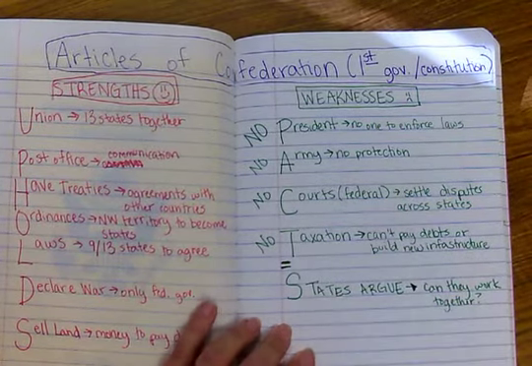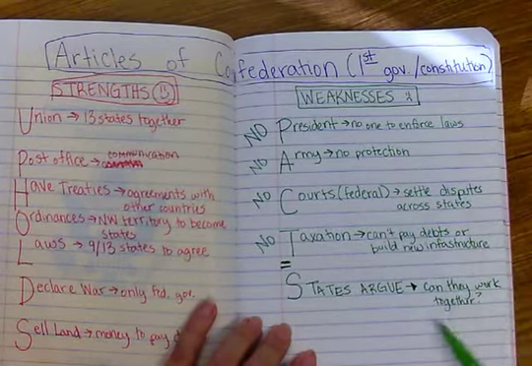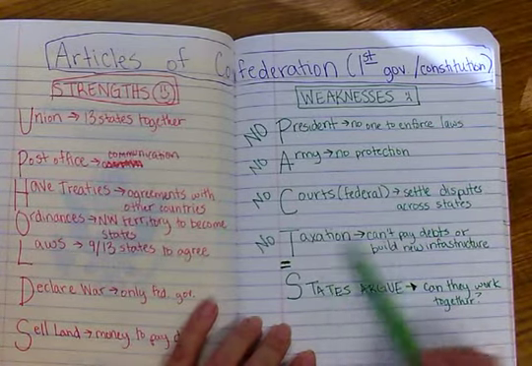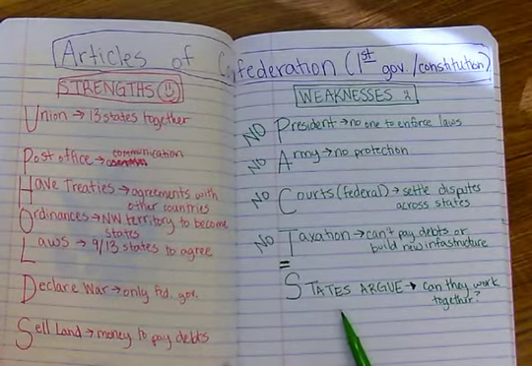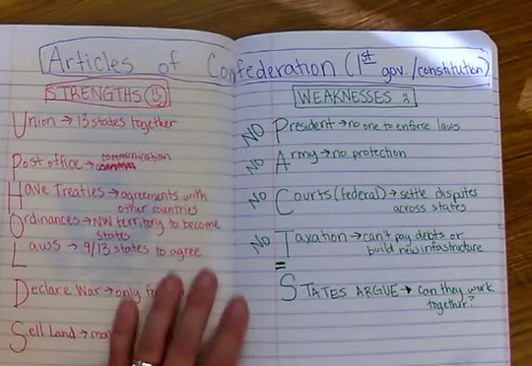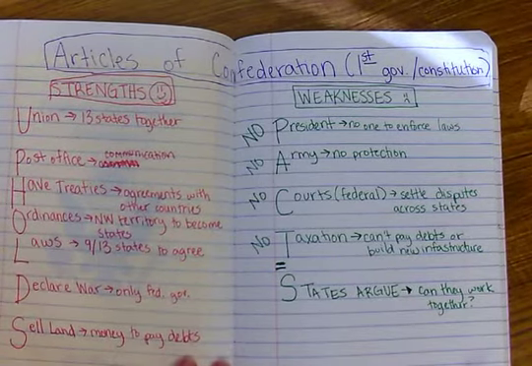And no president to enforce the law, no army to offer that protection, no courts to settle those disputes, those things they're arguing over, no taxation to pay off those debts are going to cause some huge problems. And our first government and our country almost collapses.